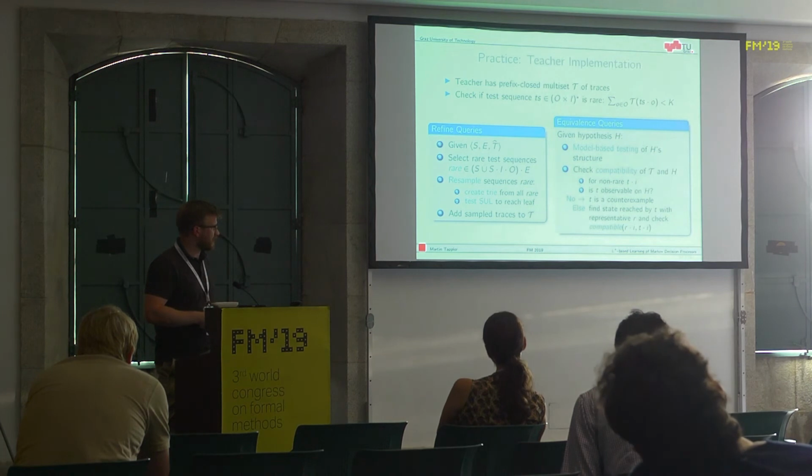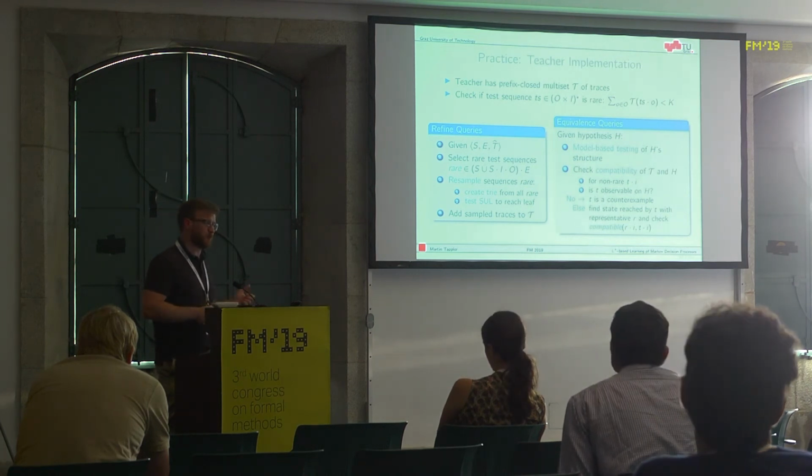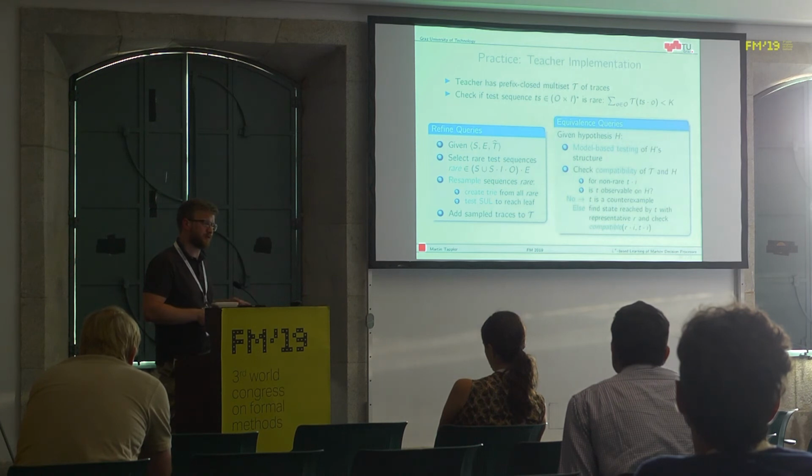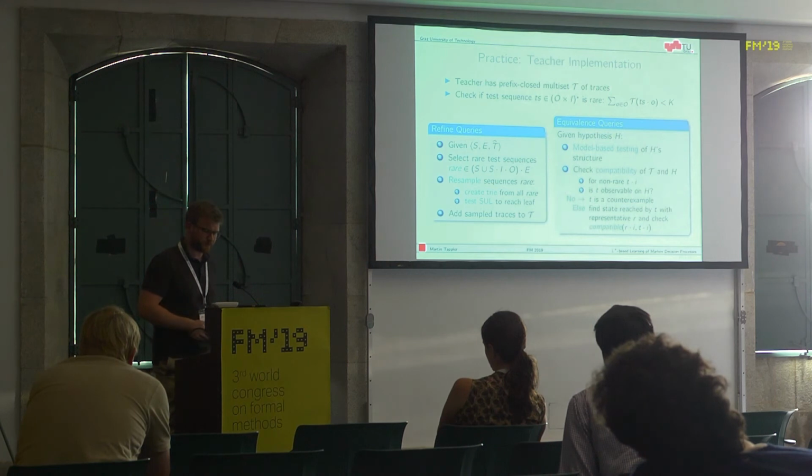Otherwise, we determine the state reached by the trace and determine its representative, and we check for compatibility between the representative concatenated with the input I and the trace concatenated with the input I. If they are not compatible, we found an approximate counterexample to equivalence, and we add it to our observation table.